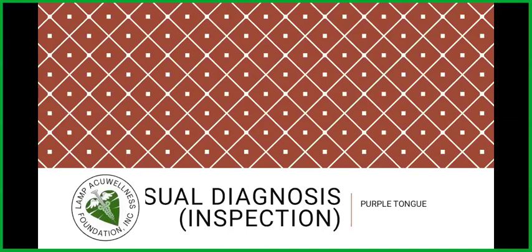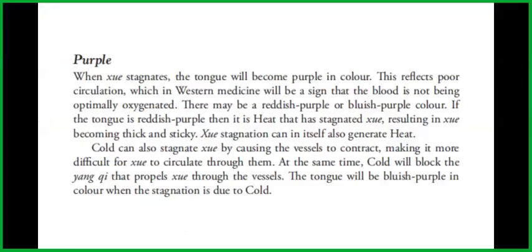Let's go to visual diagnosis. Inspection. The topic is purple tongue. When blood stagnates, the tongue will become purple in color. This reflects poor circulation, which in Western medicine will be a sign that the blood is not being optimally oxygenated. There may be a reddish purple or bluish purple color.